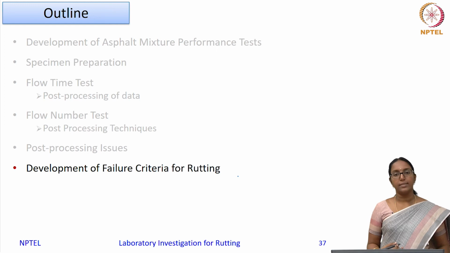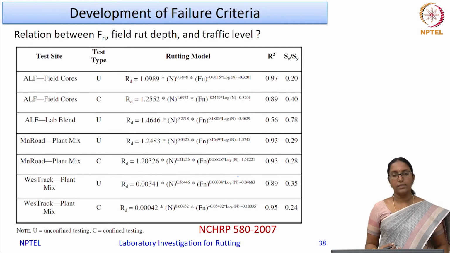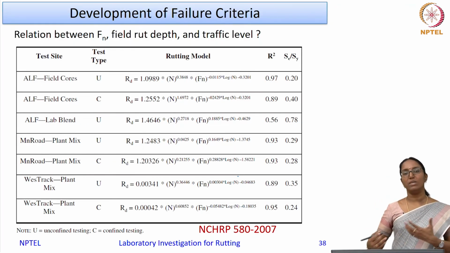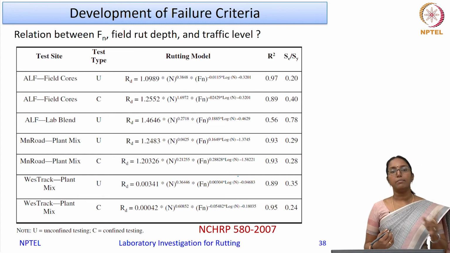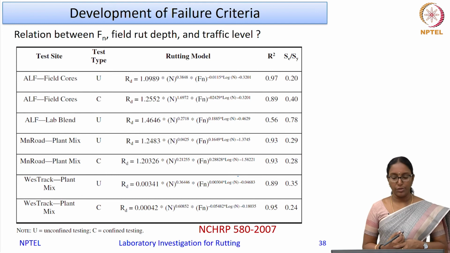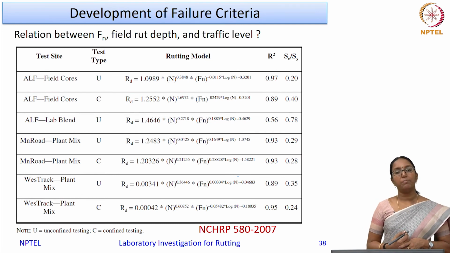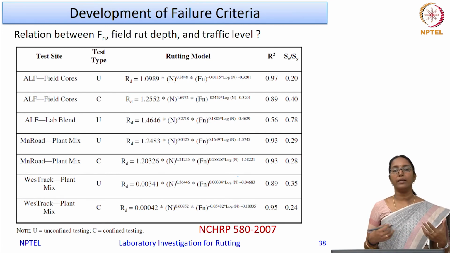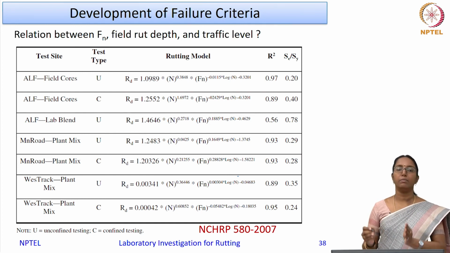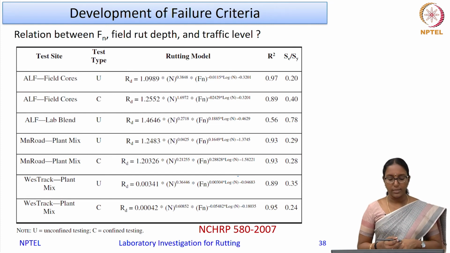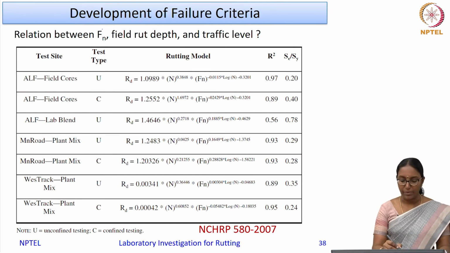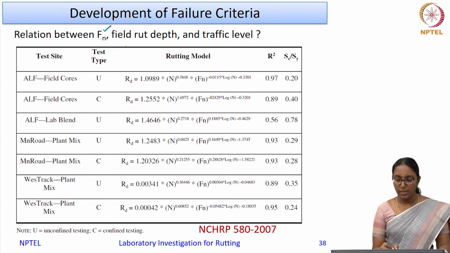So, now let us see how this is related to a mixed design procedure. First of all, as I mentioned for the flow time test also, the NCHRP has tried out different ways in which this flow number that is determined in the laboratory is correlated to the rutting in the field. So, these are some of the relations that are developed between the flow number of the mixture, the field rut depth and the traffic level.